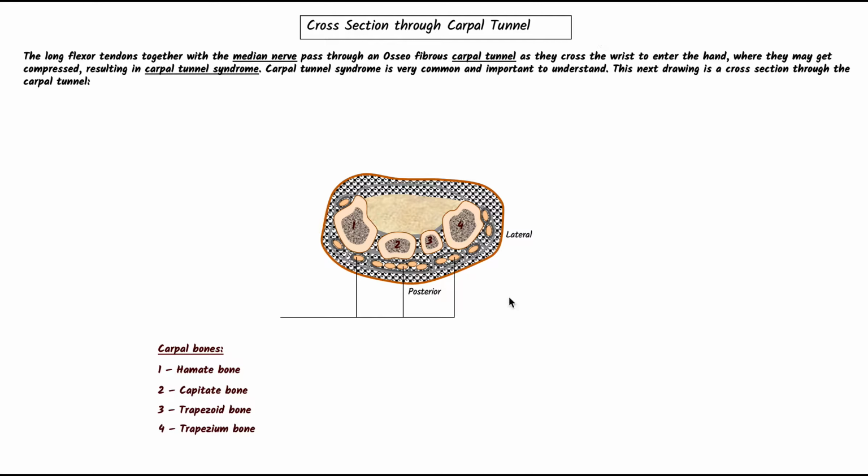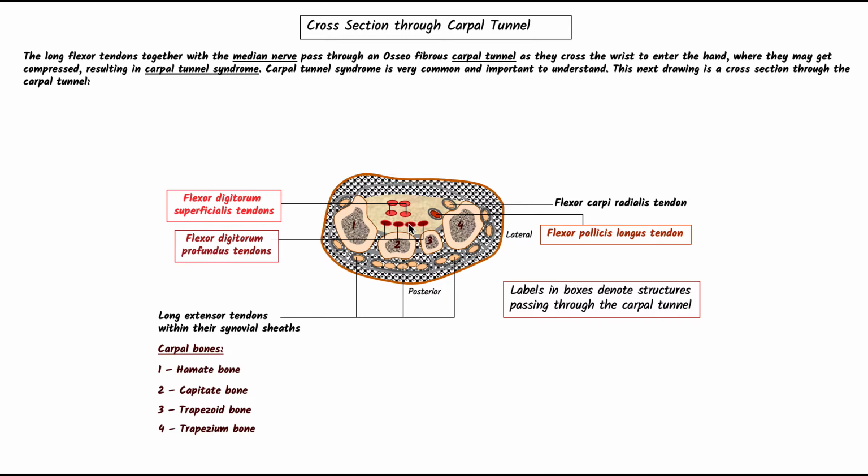If you see tendons like this, 2 above and 2 below, this is always the arrangement of the tendons of my flexor digitorum superficialis. And those which are in a sequence are the tendons of my flexor digitorum profundus.